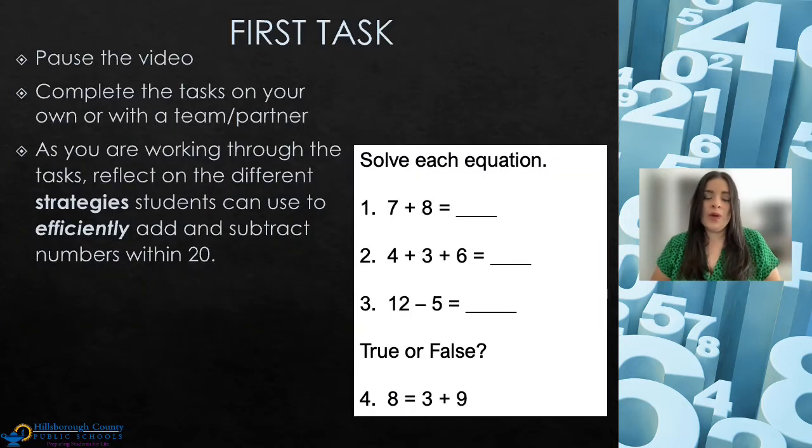Before we begin, I want you to take a look at the tasks below. Go ahead and pause the video, and as you solve the tasks, think about what strategies you would like students to use to efficiently add and subtract within 20. Also think about what tools students might use to build these strategies to efficiently add and subtract.